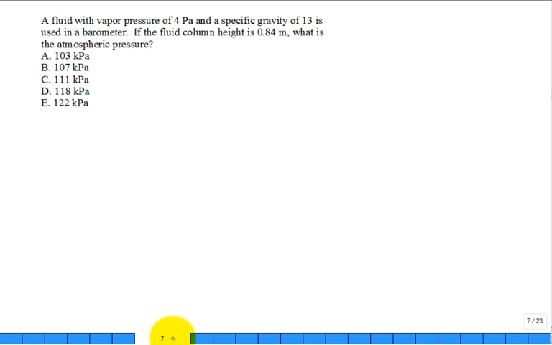Fluid with vapor pressure of 4 Pascal. So PV is 4 Pascal. And a specific gravity of 13. What do you mean specific gravity of 13? What symbol do I use? Do I use gamma is equal to 13? What are the units on this specific gravity? Is this the right symbol? No. That was specific weight, or weight density as I like to call it, that gamma.